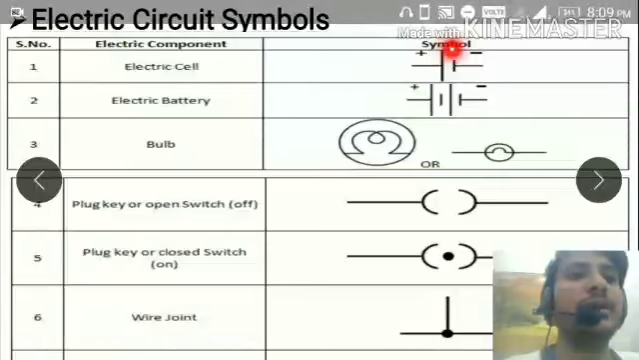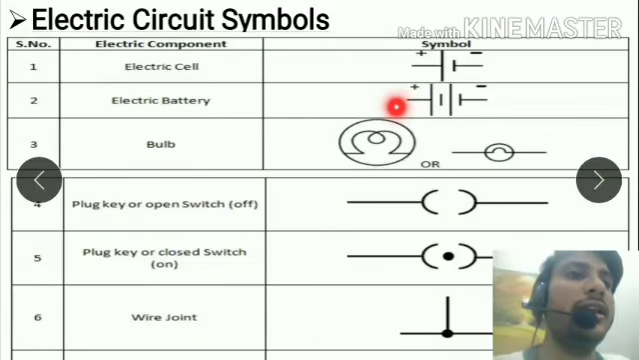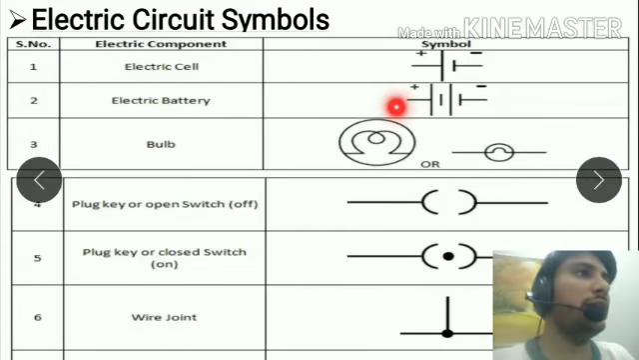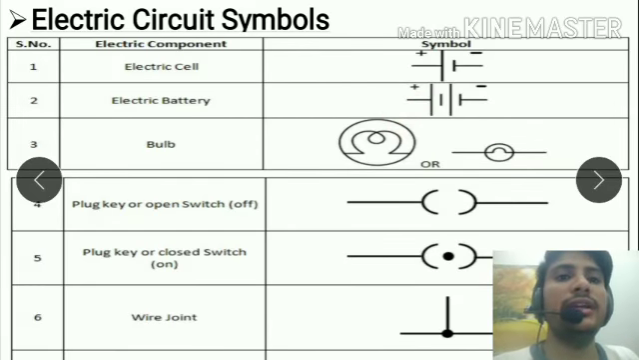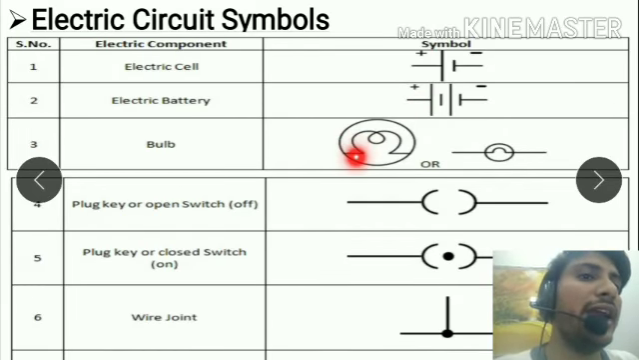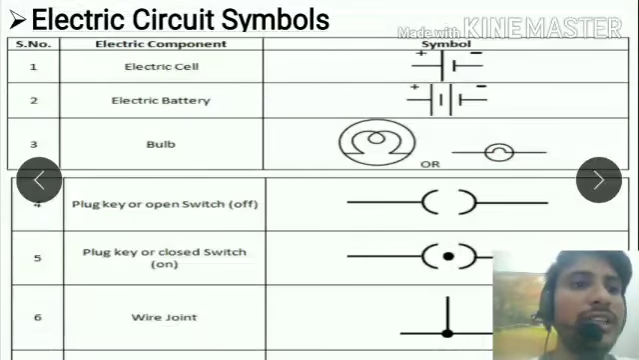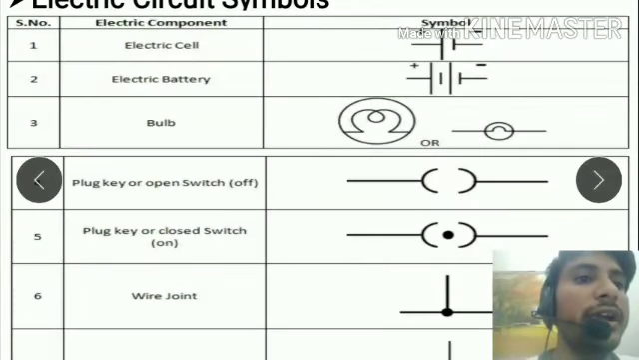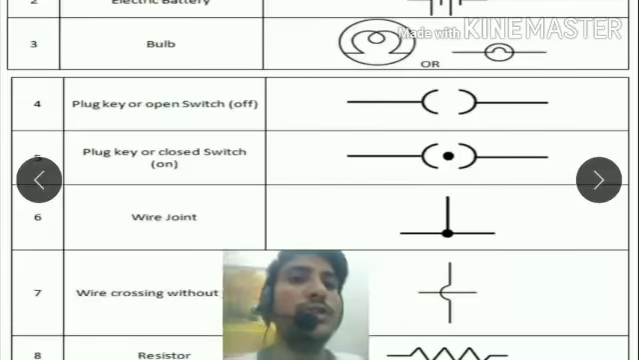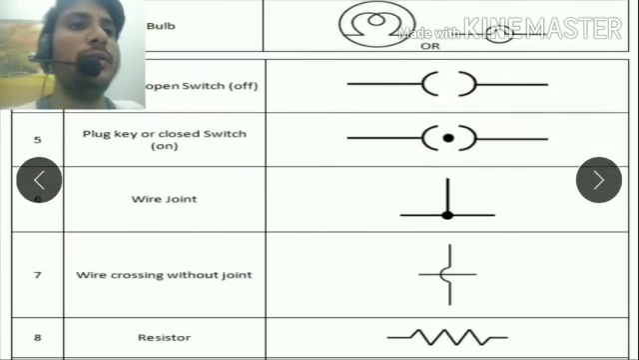This is the symbol of the cell, and this is the symbol of the battery. You can see this is a battery. A battery contains more than two cells. This is the symbol of the bulb. You can draw it like that or that. Now that is switch off, and that is switch on.